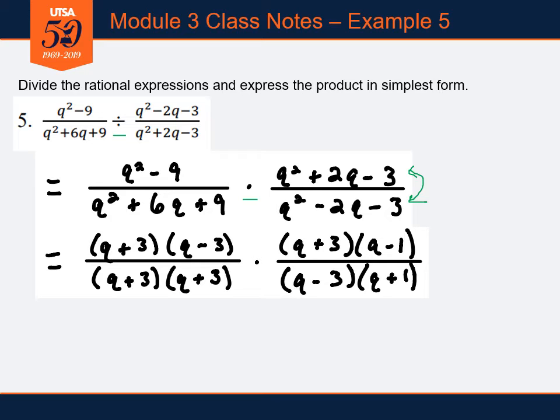Then we look for common factors that'll cancel. I see a q plus 3 and a q plus 3, numerator and denominator of the first fraction. I see a q minus 3 in the numerator with a q minus 3 in the denominator. I see another q plus 3 with another q plus 3 factor in the numerator and denominator. And now we've got left just a q minus 1 in the numerator and a q plus 1 in the denominator.